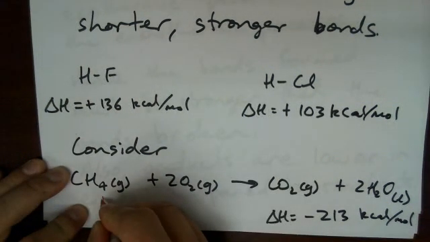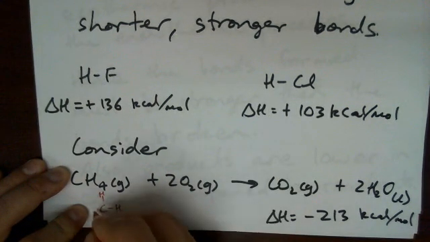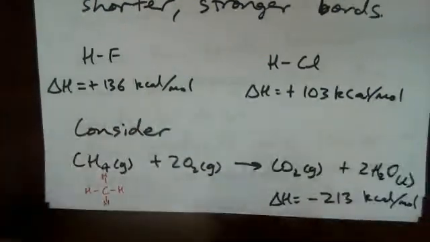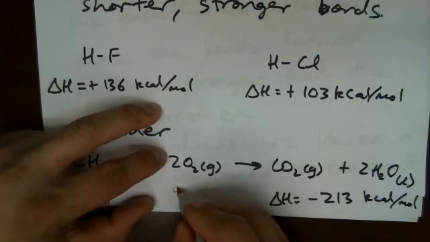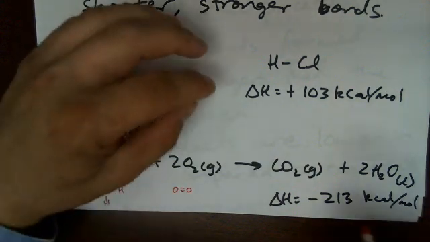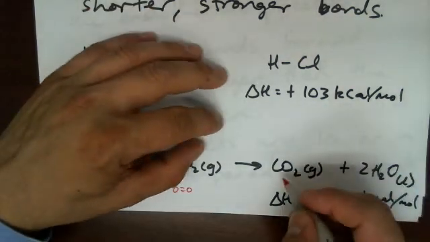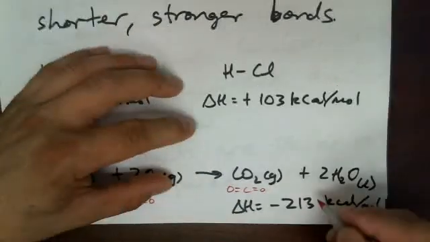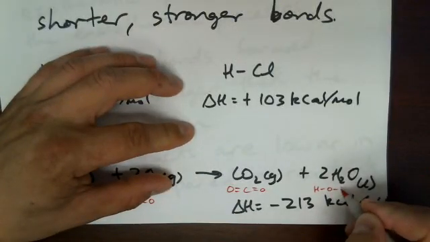Let's have a quick look here. So methane actually looks like this. So it's CH4 like that. O2, which you should know from your Lewis structures we've done so far, looks like that with a double bond. CO2 is actually going to look like this. And our water is going to look like this.